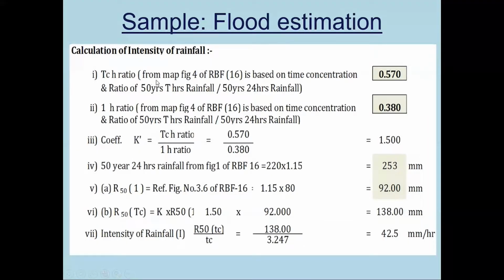Now, what I was telling you is the TC hours rainfall of 50 years duration and the 50 years 24 hours duration. Because TC is 3.4, I will use 3 hours, and so the ratio is 0.57. You have noted it. At the point when I was showing you the graph, I mentioned that you please note down that value, that was 0.57.